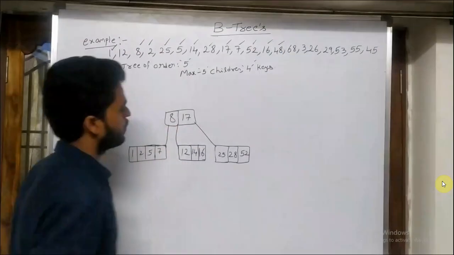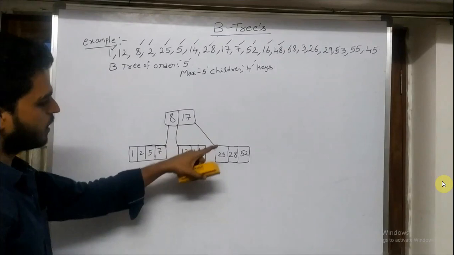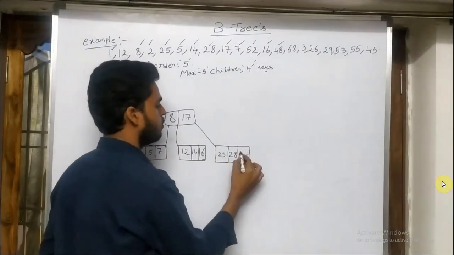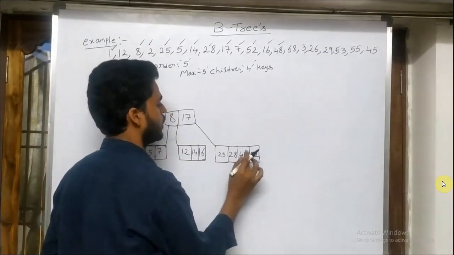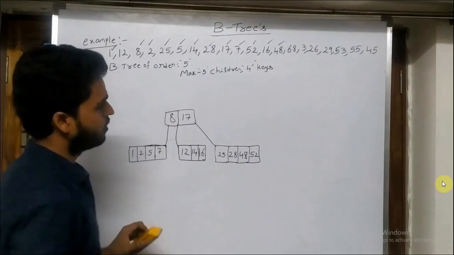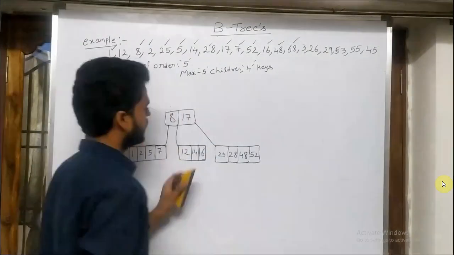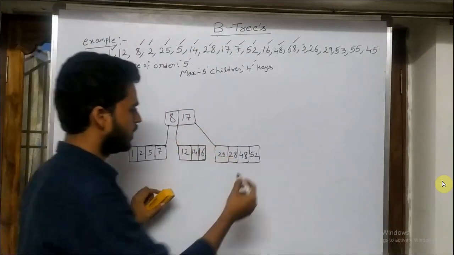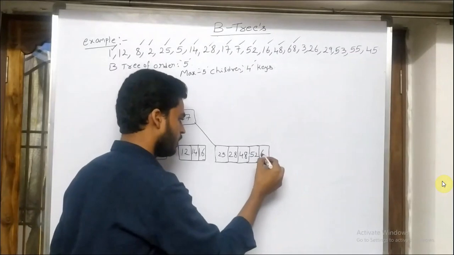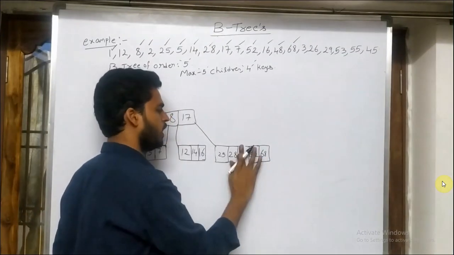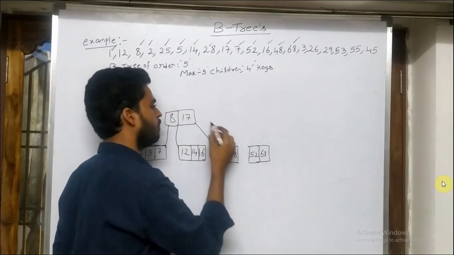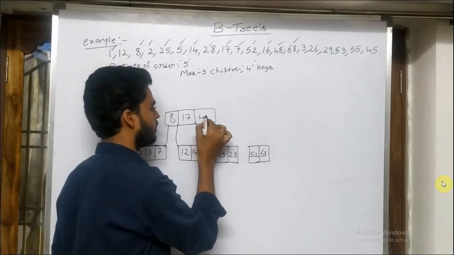Next 48. 48 is obviously greater than 17. So 48, 52. Next I got 68. 68 is greater than 17, so I will insert 68. But if I insert 68 here, it is violating. So I will go for taking the middle element and I will insert 48 here.